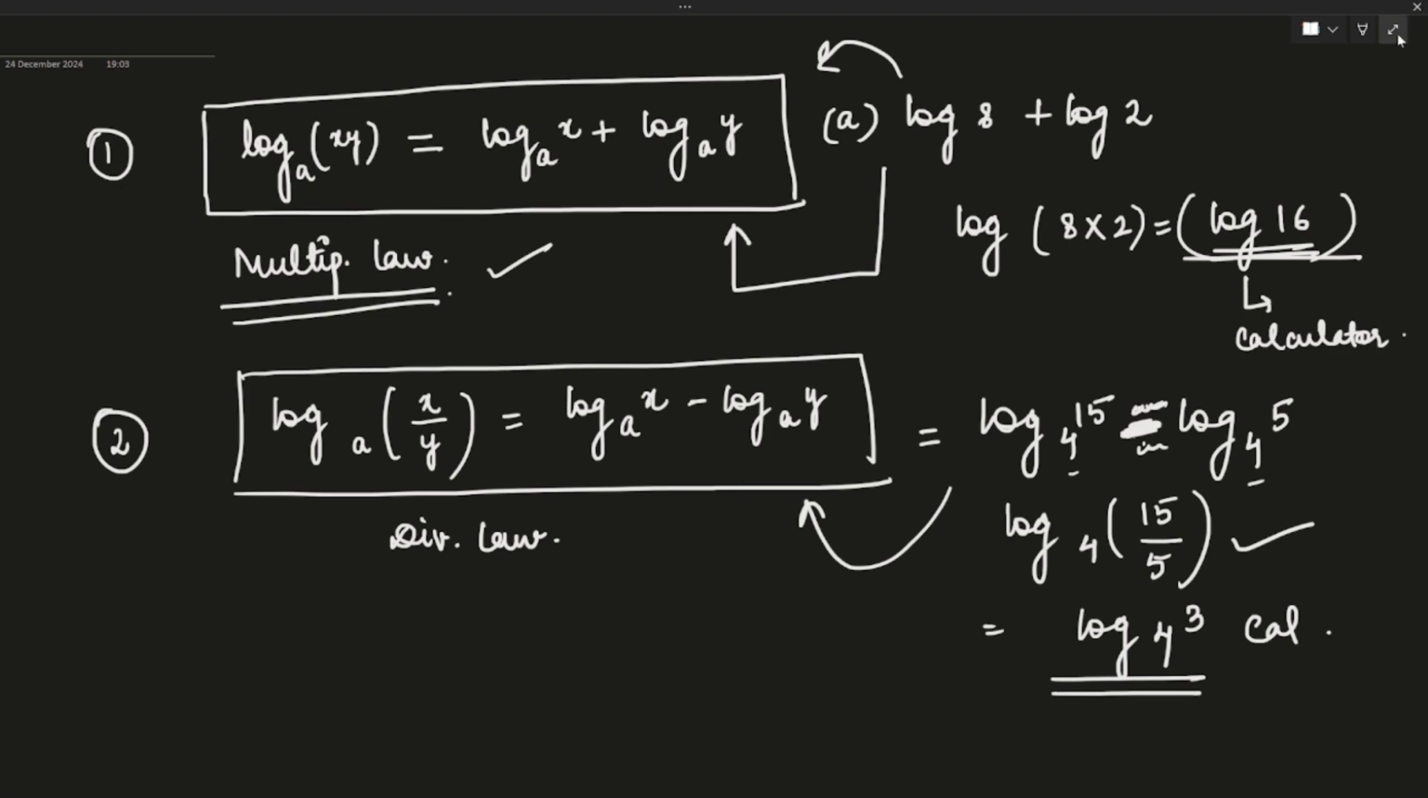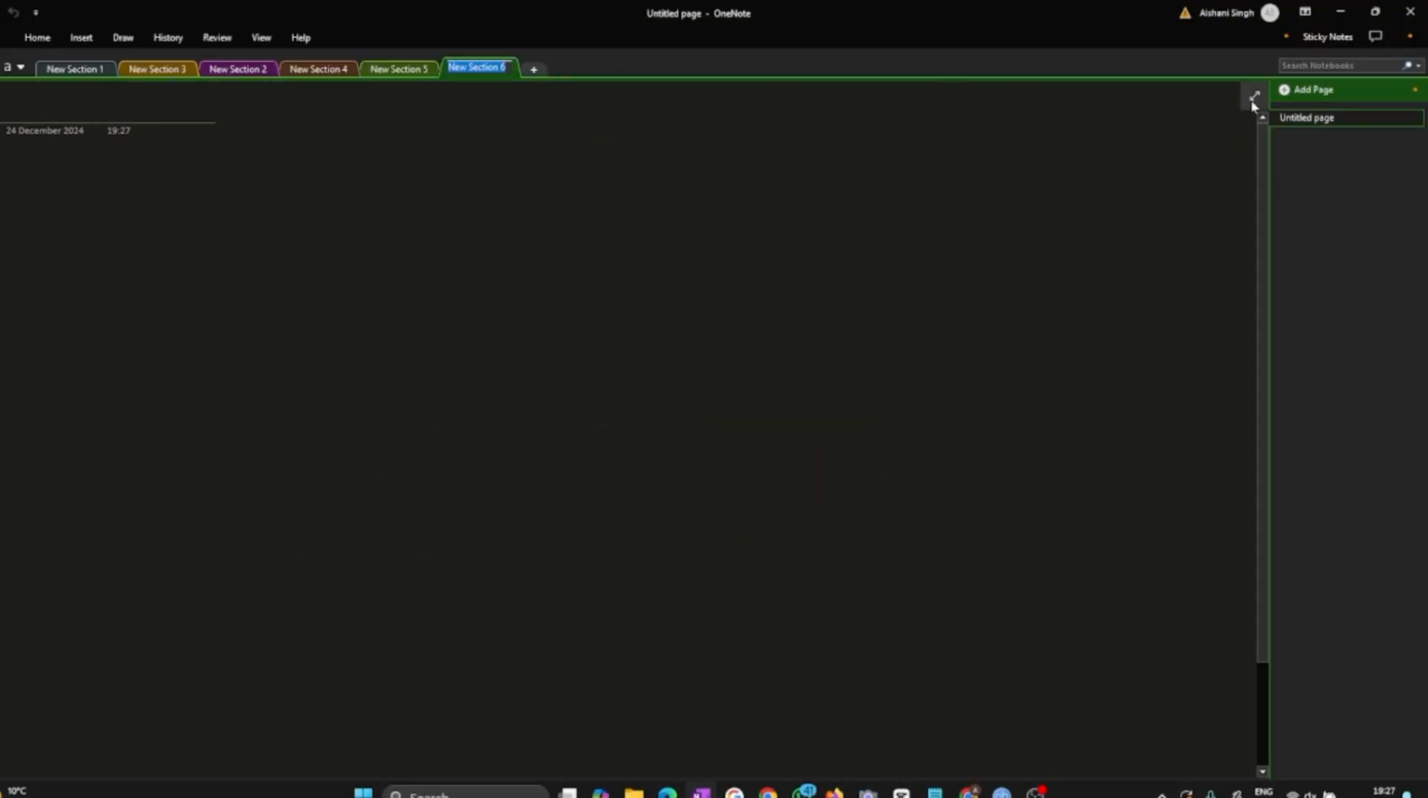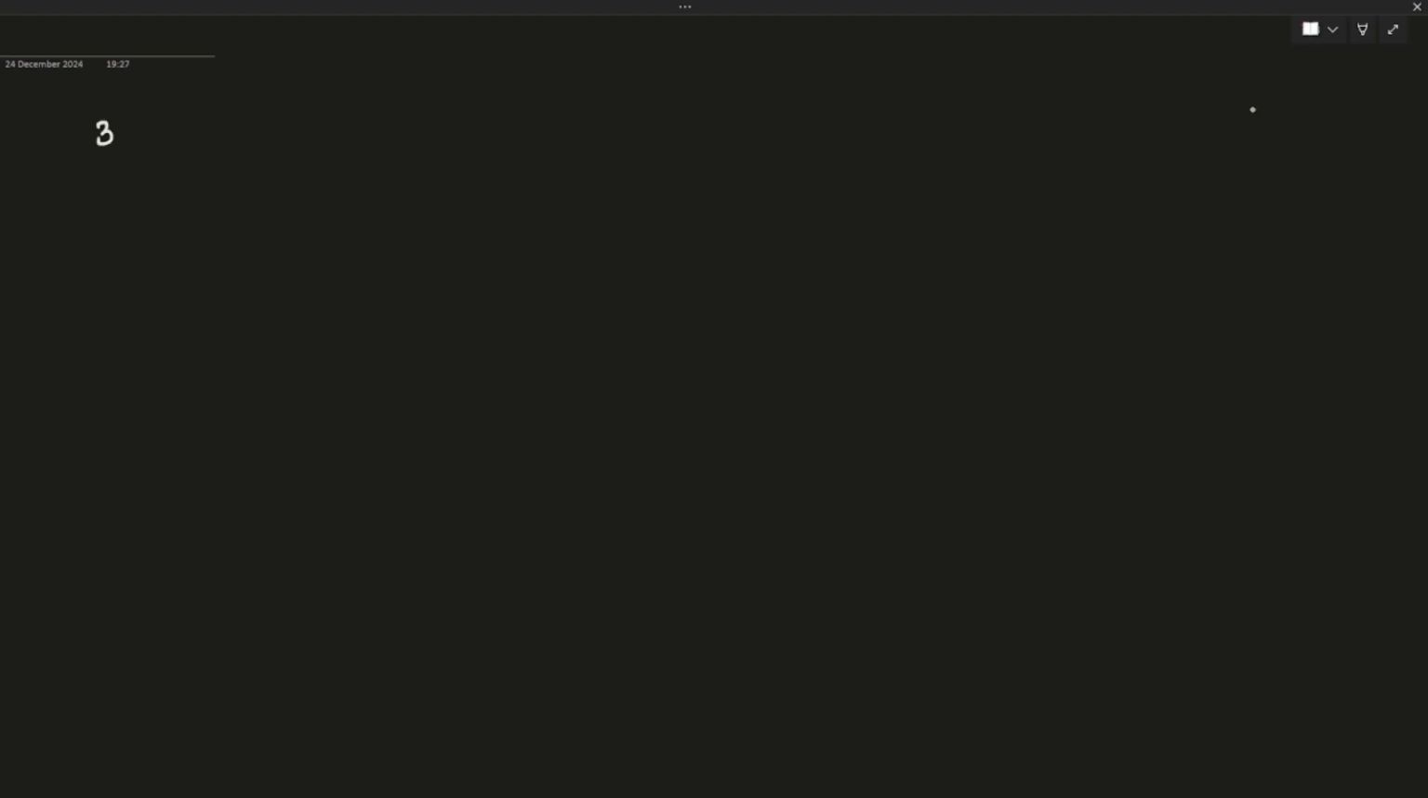Now there's one more law which we'll be studying. That third law is the power law. What is the power law? Suppose we have an expression log of x to the power of m and we have the base as a.